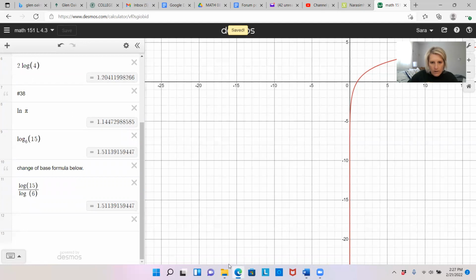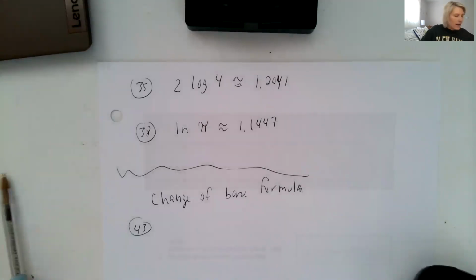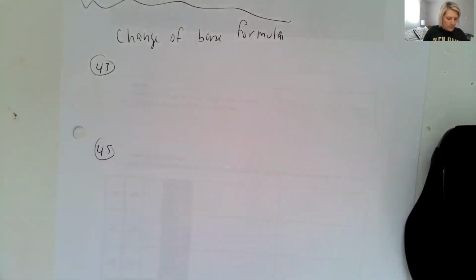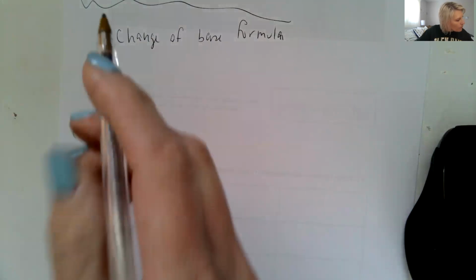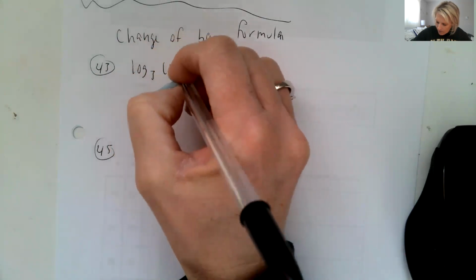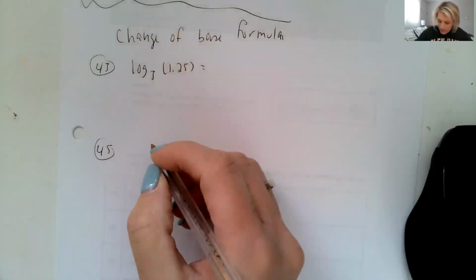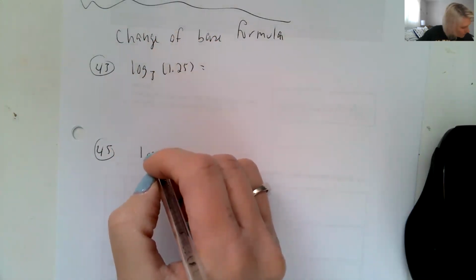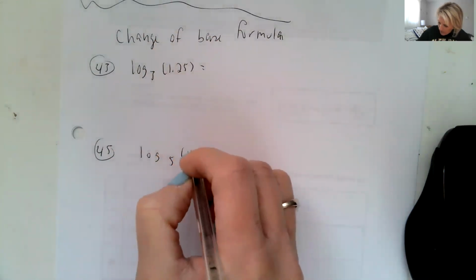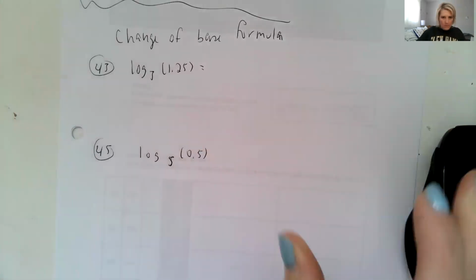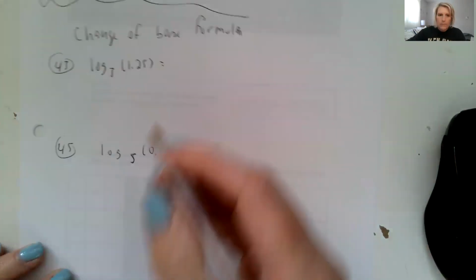But let's go to my paper for a moment, because 43 and 45 are asking us to use the change of base formula. So let's just set it up so we understand how it works, because it's going to help us when we go to do some solving. So 43 says log base 3 of 1.25. And then I'm going to write down 45 as well. Log base 5 of 0.5. So we're going to set both of these up and check them out here.